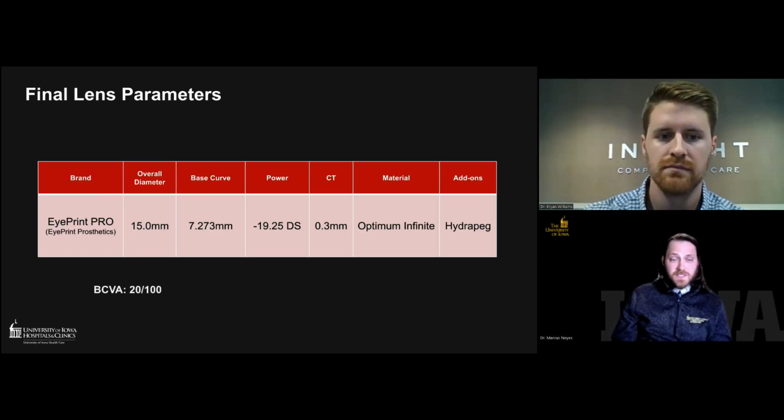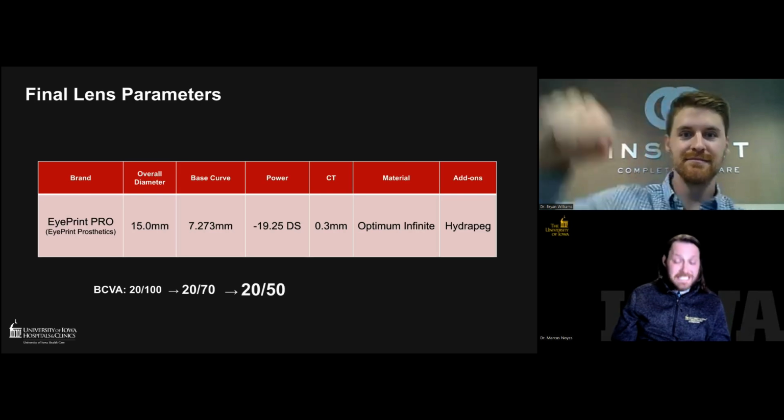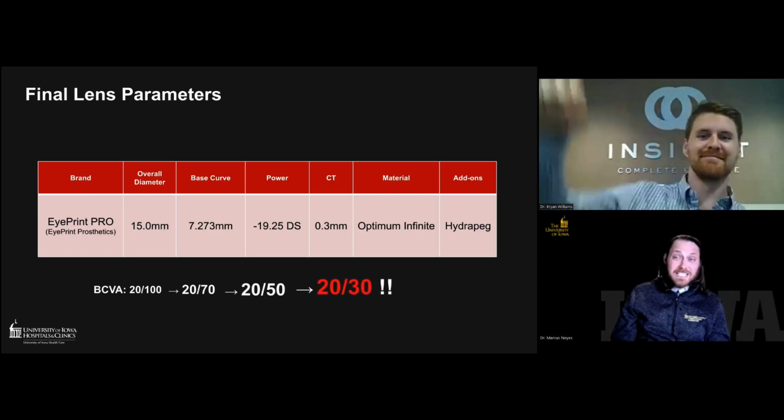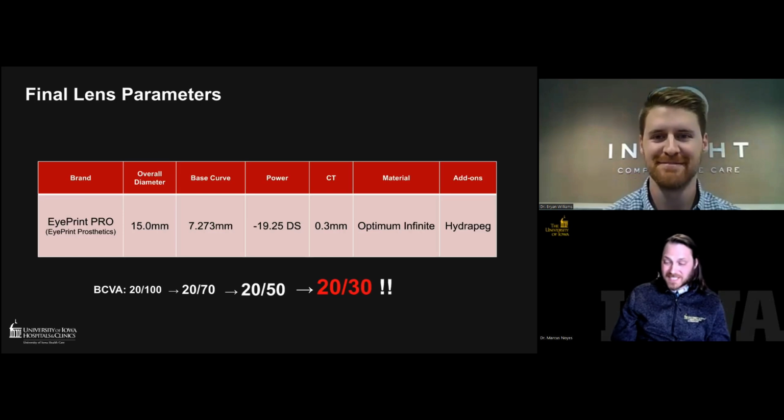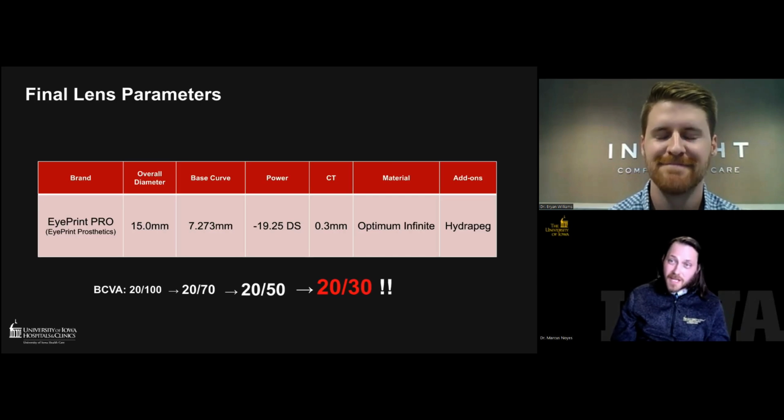And his vision was 20/100, and then he got to 20/70, to 20/50, and actually ended up at 20/30 with this lens. He was able to go back to work. He told me that he beat his girlfriend in Call of Duty the other day, which was really cool. Anytime I can get someone better at video games, I'm down for that.